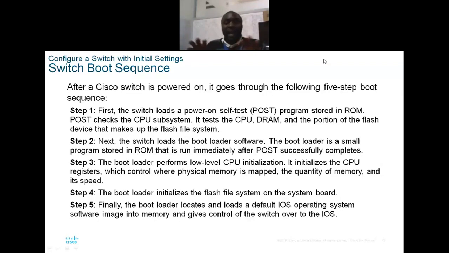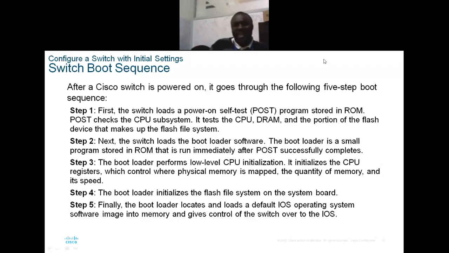So you see, all these things are processes that enhance the smooth loading of the iOS into the RAM. The CPU has its utilization instruction, and so the bootloader begins to perform these services. Then step four, the bootloader initializes the flash file system on the system board. Finally, in step five, the bootloader locates and loads a default iOS operating system software image into memory and gives control of the switch over to the iOS.